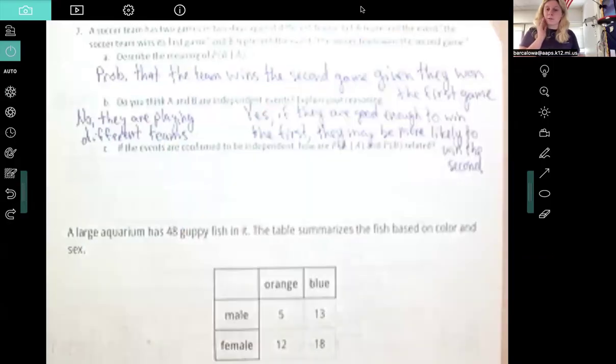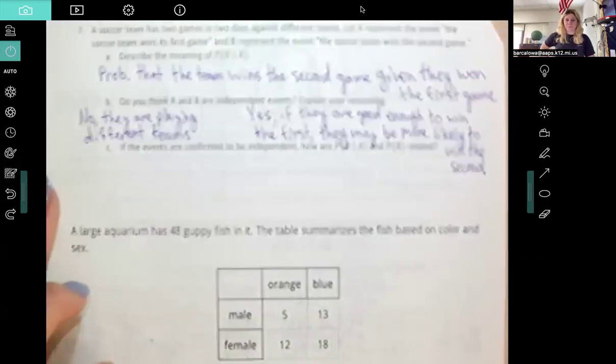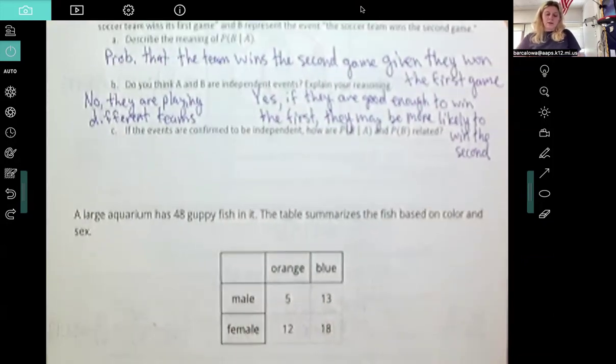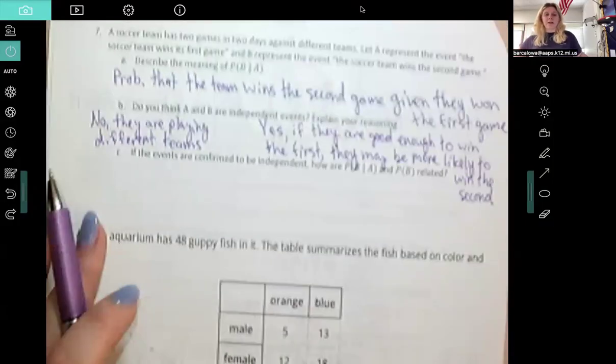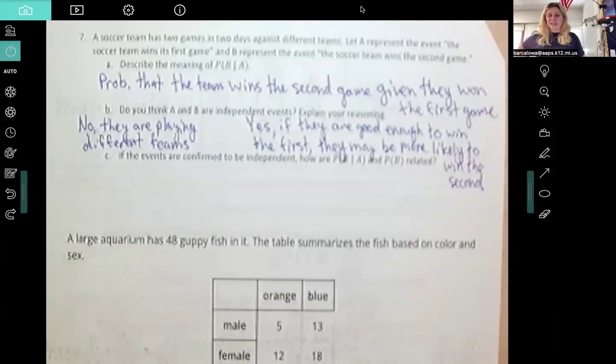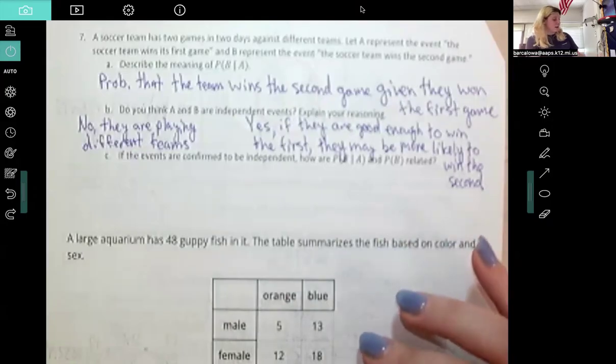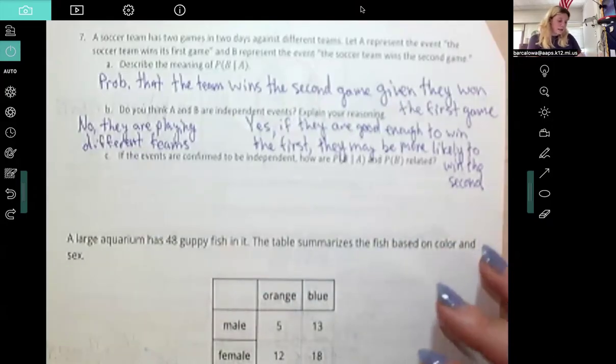I could see an argument for both sides. And this is one where it's not as clear as flipping a coin. If you flip a coin in succession, over and over again, of course those are independent events. The first coin flip is not influencing the second one. But because there's skill here, I can't really tell if they're independent or not. So I would need to confirm it mathematically.